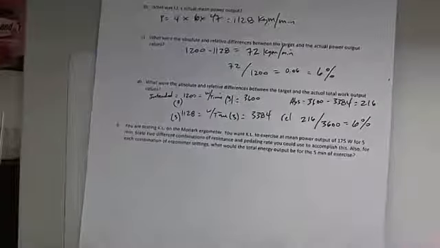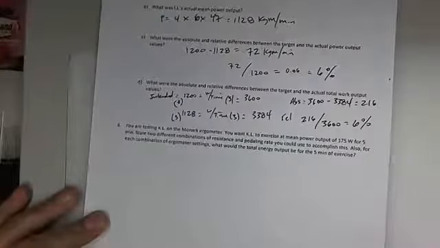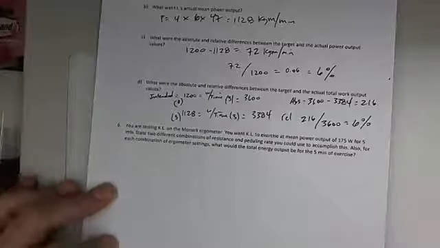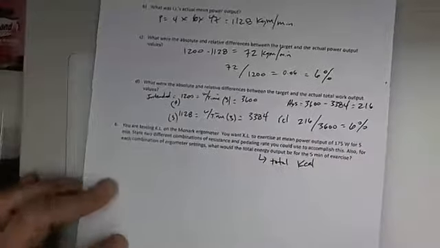Okay, the last question on the bike. So you're testing on the Monarch ergometer. You want them to exercise at a mean power output of 175 watts for 5 minutes. State 2 different combinations of resistance and pedaling rate you could use to accomplish this. Also, for each combination, what would the total energy output be for 5 minutes of exercise? So when I say total energy, I mean total kcals, which means we need to solve for energy from the work equation.